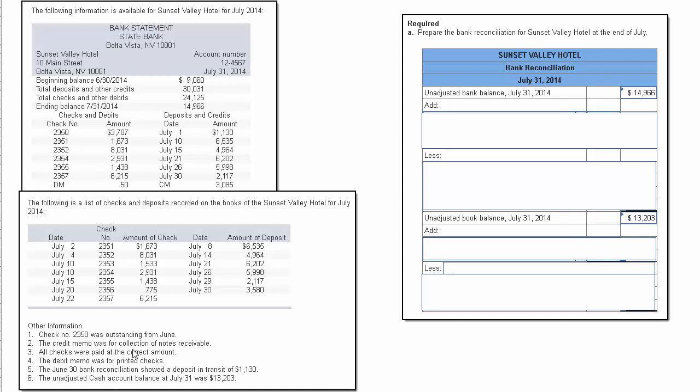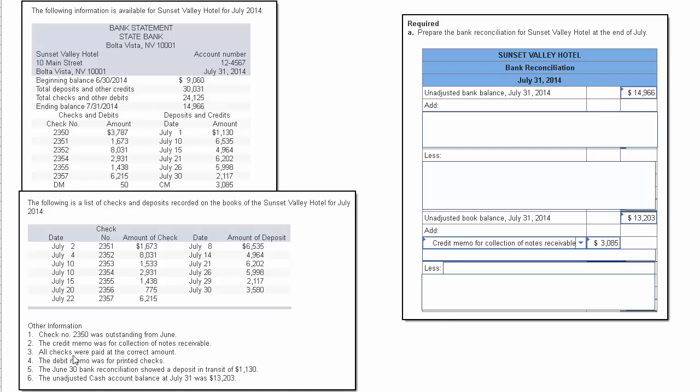The credit memo was for a collection of a notes receivable. Okay, so what this is telling us is the bank acted on our behalf, and they collected a notes receivable of $3,085, which means they've already reflected it in their balance, but we haven't. They've collected it on our behalf, so we have to increase our balance. So if I remove this, or let's see, show it, we'll see there's our $3,085 increasing our balance.